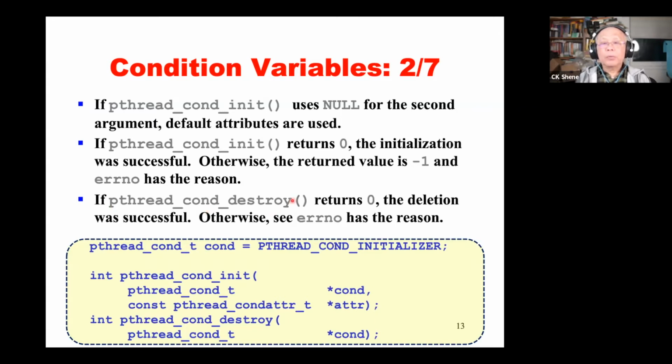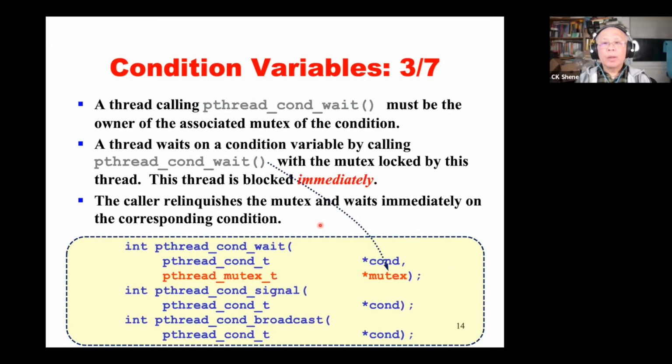If it returns 0, the deletion was successful. Otherwise, check errno for the reason. So far, it's pretty easy. Now, the messy part is here.